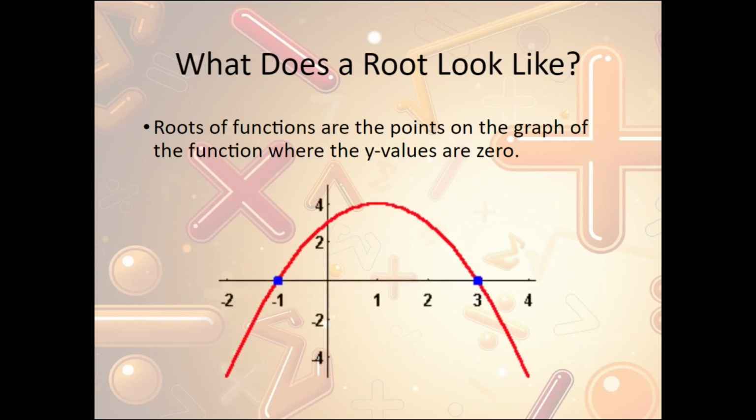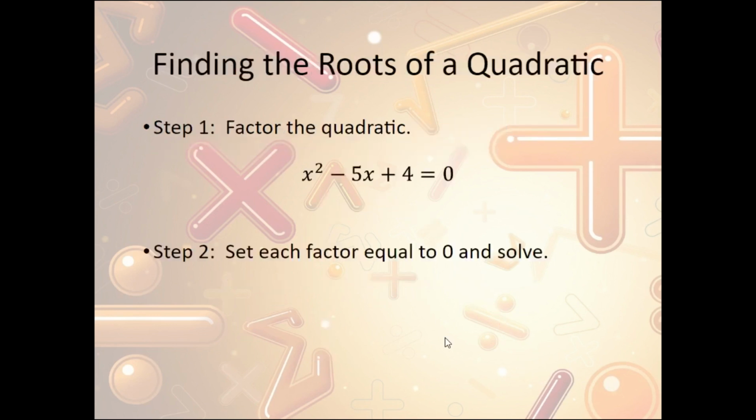So what does a root look like? It's an x-intercept, or where the line crosses the x-axis. So it crosses here, and then it comes back down and crosses here. We call those the roots. So how do we find the roots of a quadratic? Well, the first step is factor the quadratic. So factor it any way you can, and then solve for the roots.